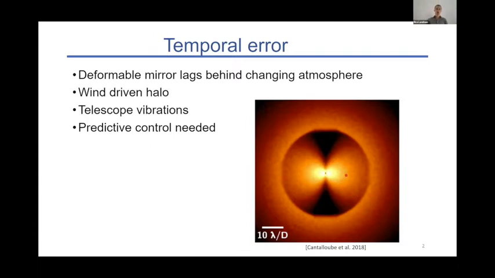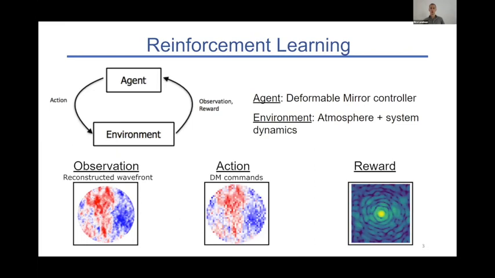Another issue is telescope vibrations, which cause tip-tilt jitter, which may lead to coronagraph leakage. Both of these issues can be solved by improving the control algorithm, specifically using predictive control. So we propose to use reinforcement learning for predictive control.